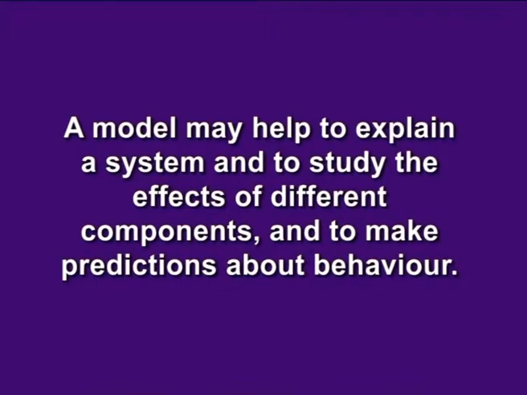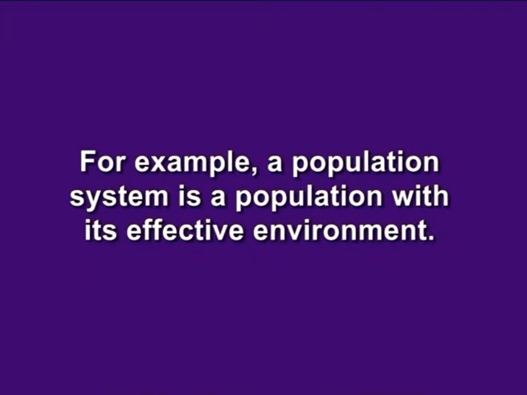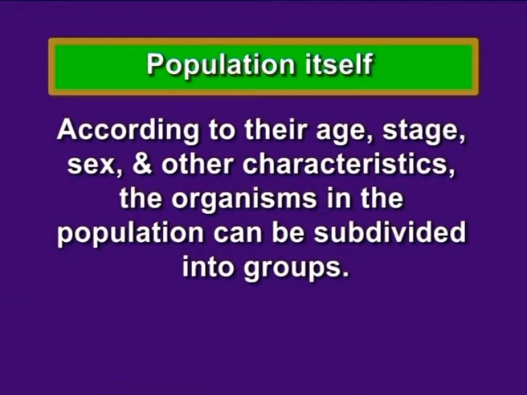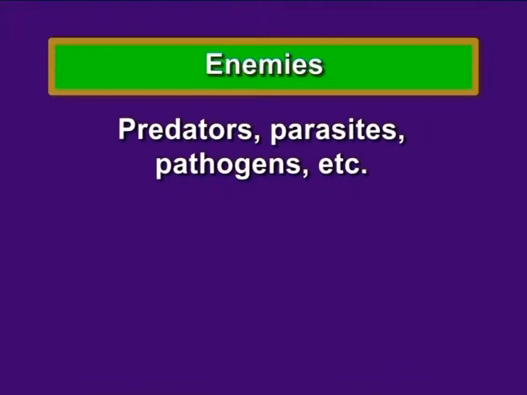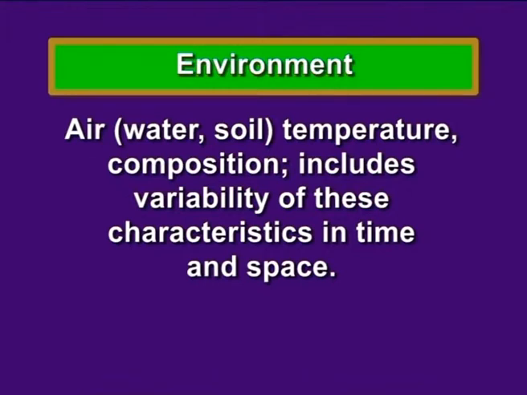A model may help to explain a system, to study the effects of different components, and to make predictions about the behavior. For example, a population system is a population with its effective environment. The major components of a population system are the population itself, according to age, stage, sex, and other characteristics. The organisms in the population can be subdivided into groups. Resources include food, shelters, nesting places, space, etc. Enemies include predators, parasites, pathogens, etc. Environment includes air, water, soil, temperature, composition, and includes variability of these characteristics in time and space.